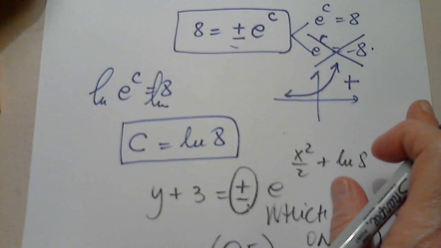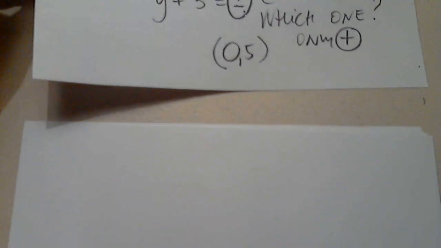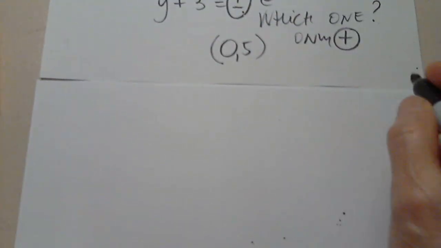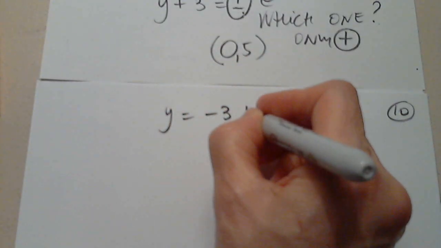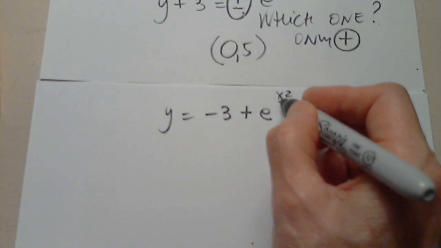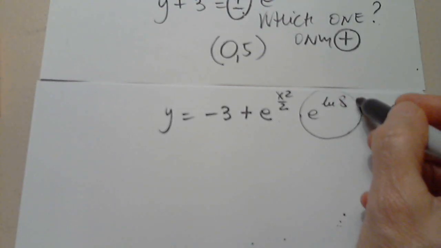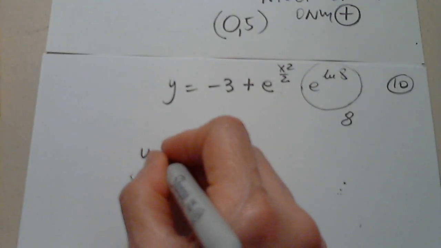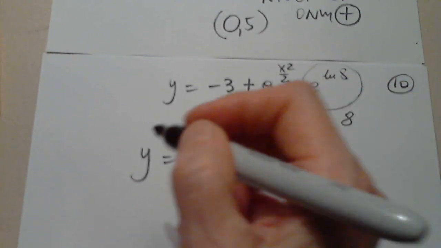So then the final solution. Now you understand why I'm saying that these are cumbersome type of problems. Much more difficult than finding max, min, graphing, anything. This is more intense. So then y equals negative 3 plus e to x squared over 2 times e to natural log 8. This is another formula, gives us 8. We discussed that formula some time ago. So y equals, and I can explain again, negative 3 plus 8e to x squared over 2.